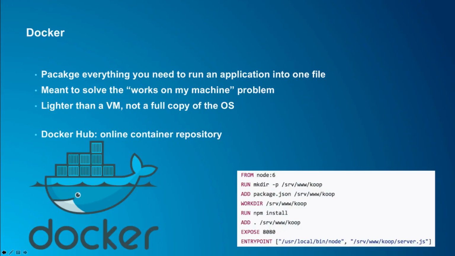And another thing you should know about is the Docker Hub. That's an online container repository where you can get all kinds of images. Most Docker images start from an existing container that's up there on Docker Hub. Like the one in my example uses Node 6 as a starting point. So Koop is a Node application. I start from a container that has Node, and then I lay everything else on top of that. And I'll step through this Dockerfile a little bit later.